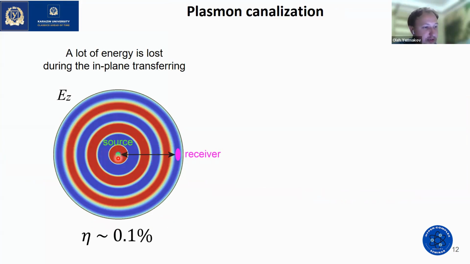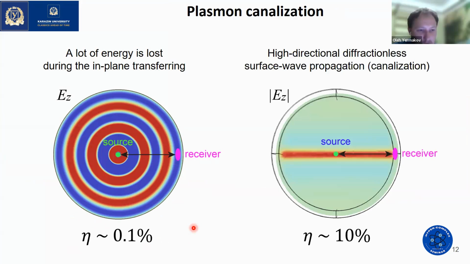And if I need to transfer the signal from this source to this receiver, almost the whole energy will be lost. So the efficiency is extremely low in this case. What I want to do is to realize the so-called canalization regime, which means highly directional, diffractionless propagation of surface waves. So the wave is still highly localized, but it propagates along one direction. In this case, the efficiency of signal transferring is pretty high and may reach almost 100%.